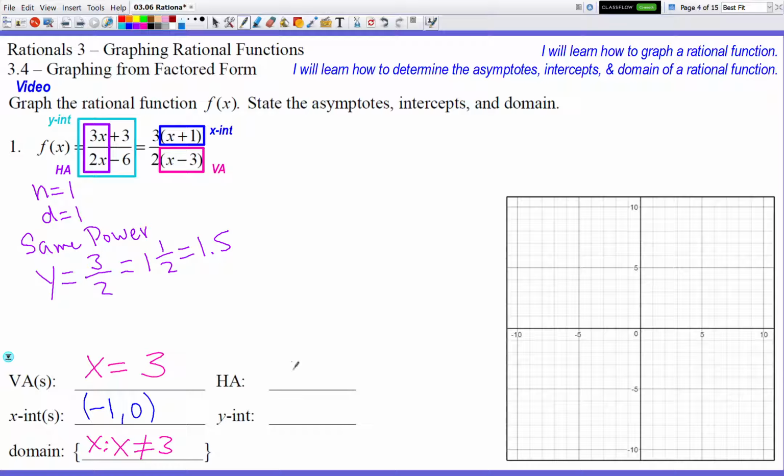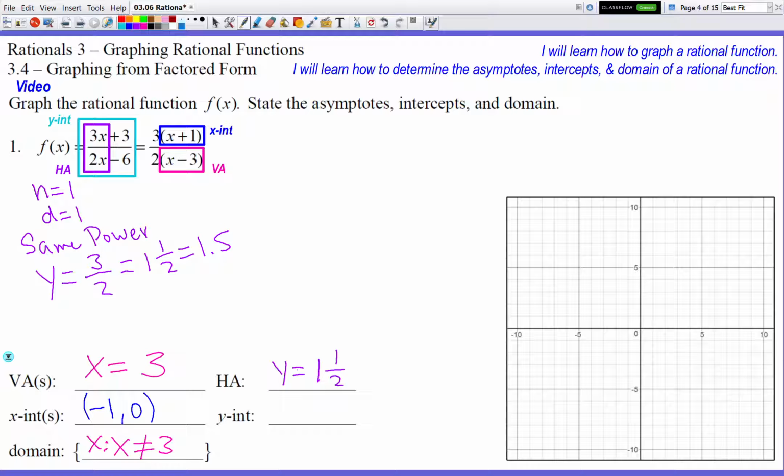Make sure you do this though. Don't just write 1 and 1/2 or 1.5 on this line. You have to remember this is a horizontal line. Just like the vertical line, where we had x equals 3, for horizontal asymptotes we have to write y equals whatever that number is. So in this case, y equals 1 and 1/2. Don't forget to put the y equals.